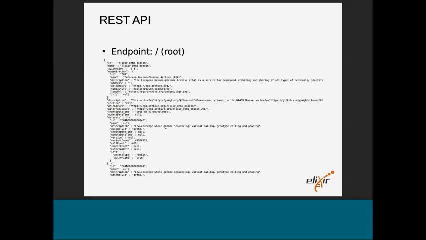The application publishes 2 endpoints. The main endpoint is the root endpoint, which returns information about the beacon and the organization that has published this beacon. In this example, you can see that in the first part you have the organization information, and then below the information about the beacon itself, welcome URL, and some other stuff. And you also have the list of datasets that this beacon is querying or can query.